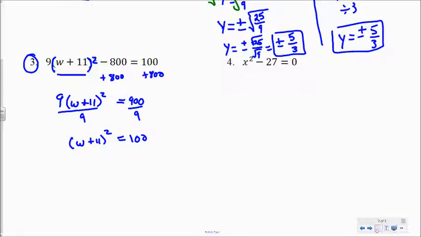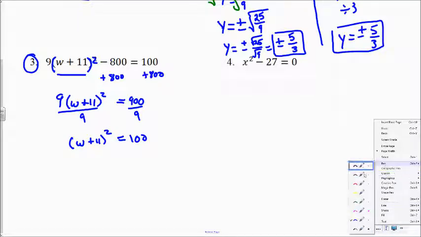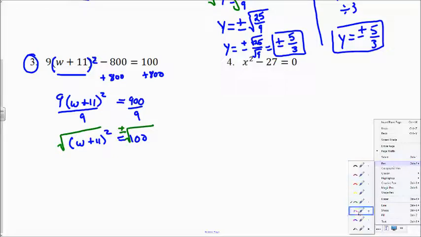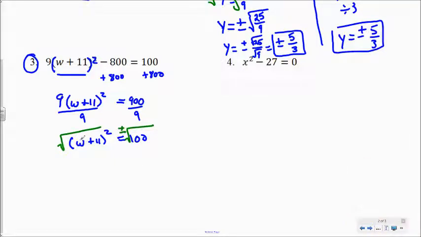So that when I go to introduce my roots, I'll get the square root of the left, the square root of the right, and it could be a positive or a negative solution. When I take the square root of a square, they're inverse operations, so they are undone. I'm left with w plus 11. And on this side, I'll get plus or minus the square root of 100, which reduces to 10. Now I'm going to subtract.